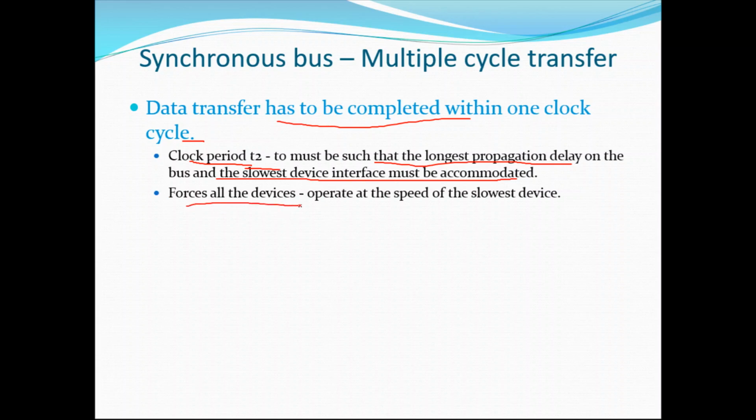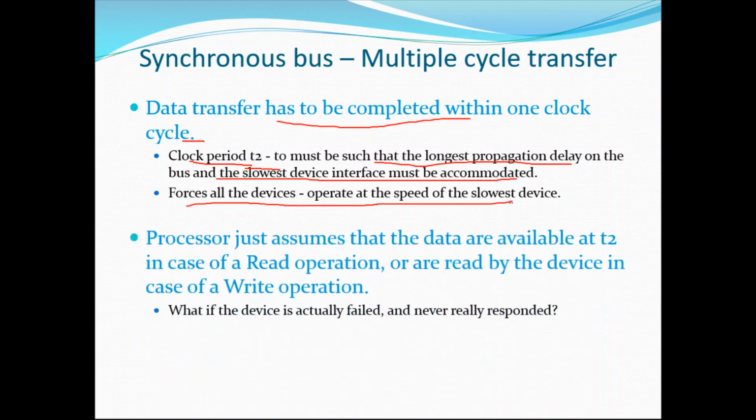This forces all the devices to operate at the speed of the slowest device. Because of this, even the fastest device is working at the speed of the slowest device. Here the processor, or the bus master, does not know what is really happening. As we have already discussed, the processor does not even know whether the data is really available or not. It just assumes that data is available at T2.